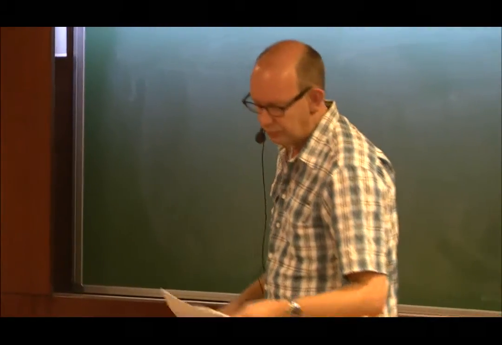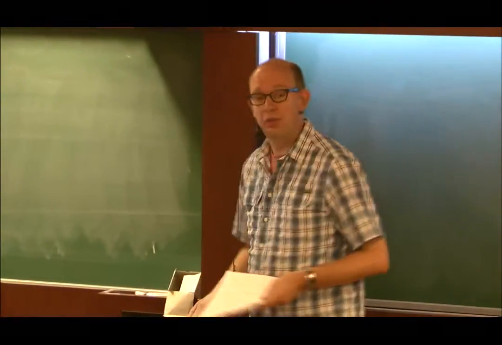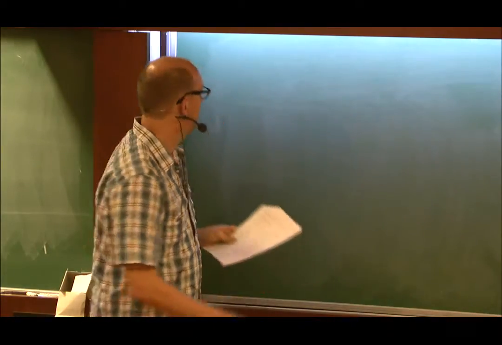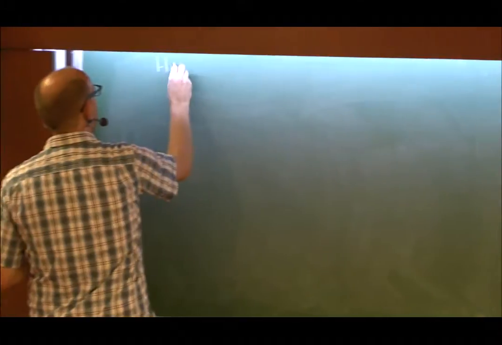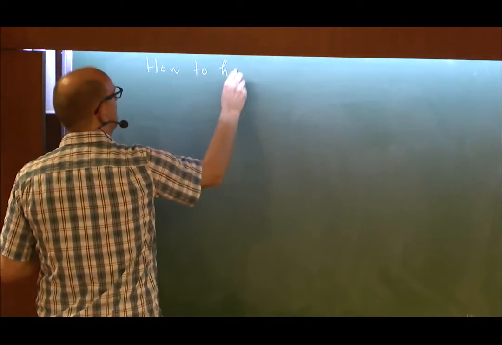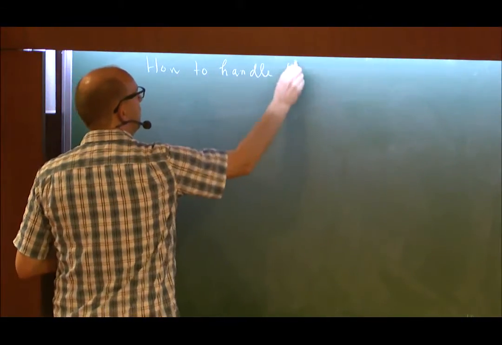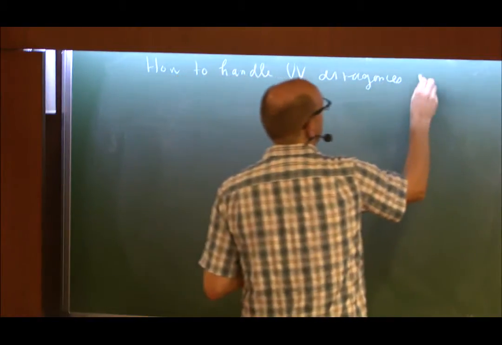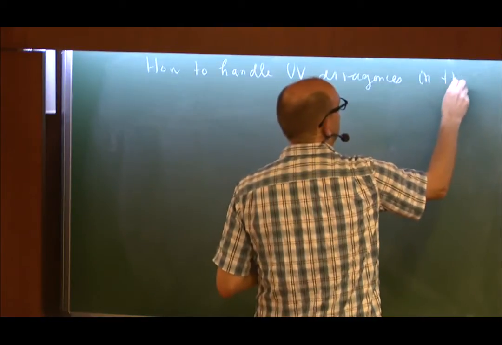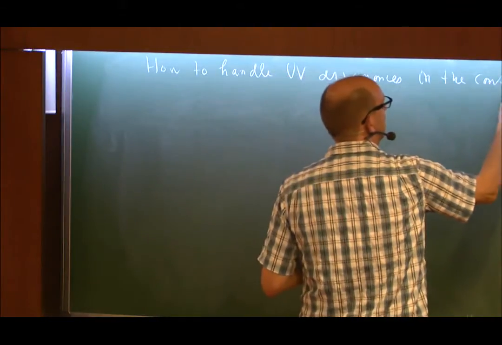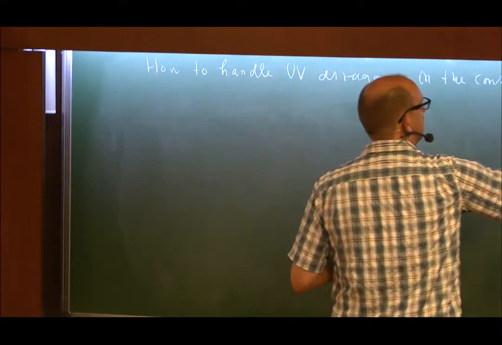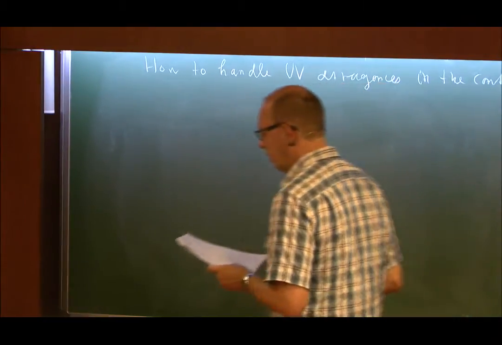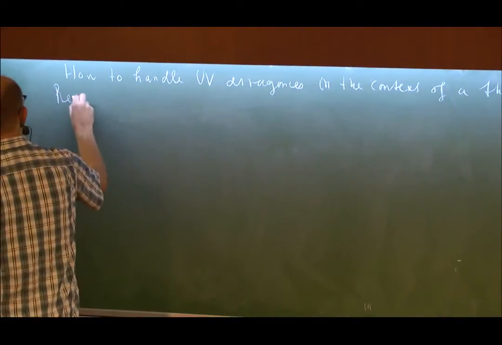And so basically what we've seen is divergences occur. That's a fact of life if you work with loop diagrams. So how to handle UV divergences in the context of a given theory? And that brings us to the topic of renormalization.